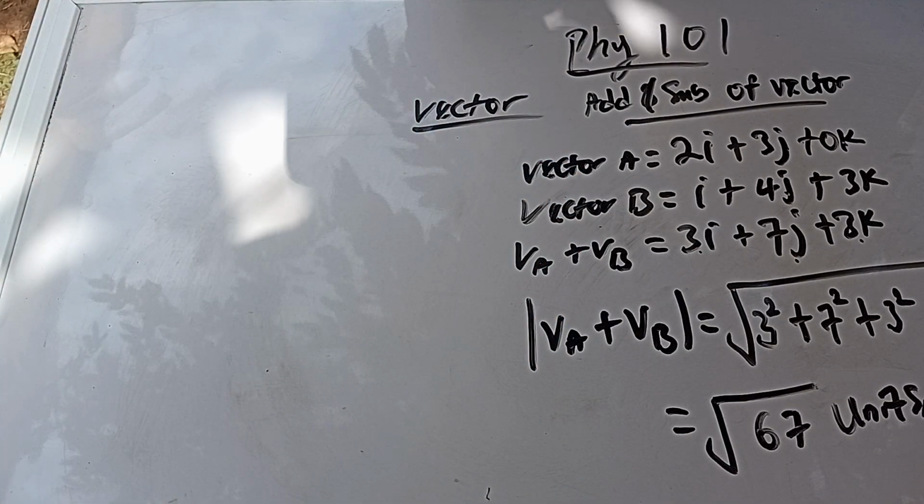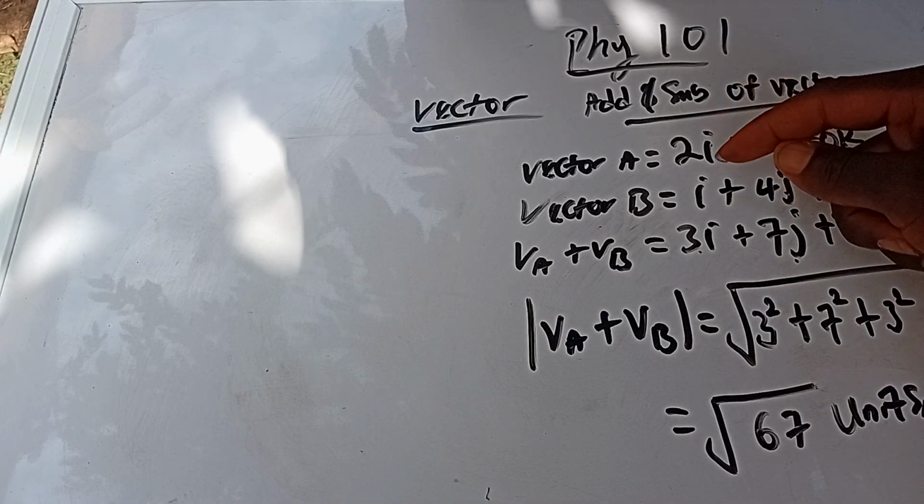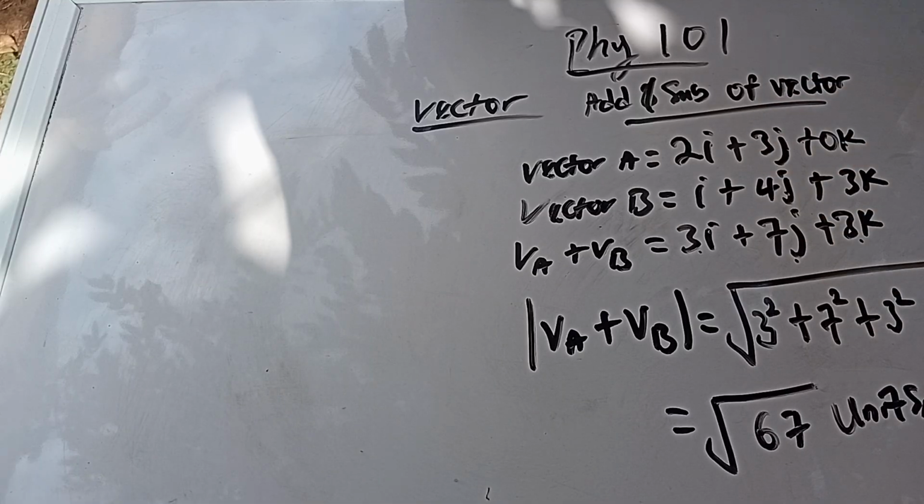That's that for that. Same thing goes with subtraction. If we want to find VA minus VB, we still do this minus this, this minus this, this minus this. Still the normal thing. Are we together?